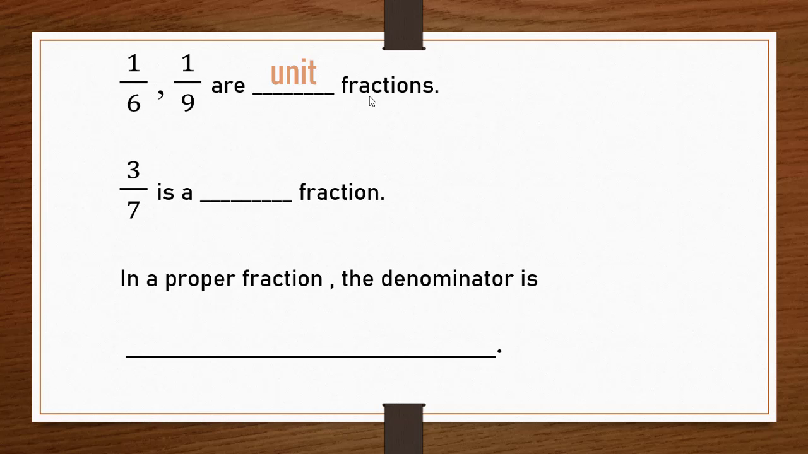You can see 3 by 7 is a dash fraction. Here 3 is smaller than the denominator, so the fraction is a proper fraction. In a proper fraction, the denominator is, किसी भी प्रॉपर फ्रैक्शन में जो डिनोमिनेटर है वो हमेशा न्यूमरेटर से बड़ा होता है. So in a proper fraction the denominator is greater than the numerator.